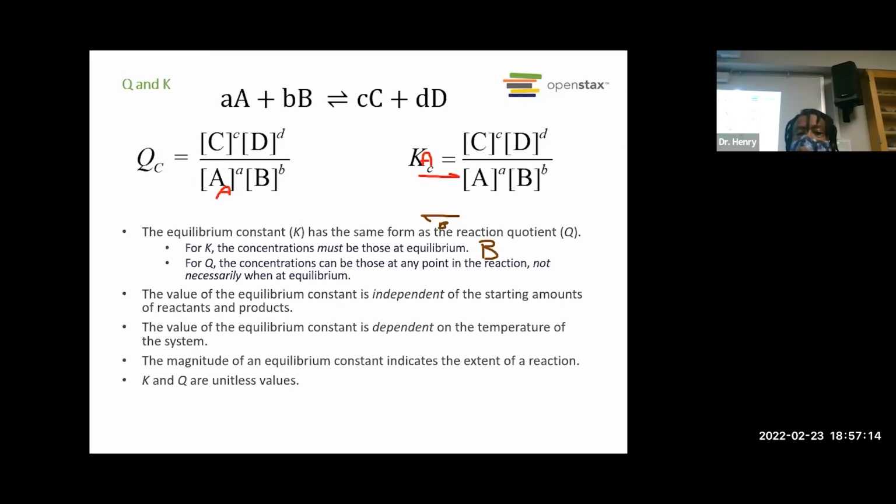Okay, things that we want to keep in mind. For K, the concentrations must be those at equilibrium. So it's only at equilibrium when we're at equilibrium, right? And that kind of makes sense, just by that name. Otherwise it's called Q, and Q is when we're not at equilibrium. But Q can equal equilibrium. Okay, so the equilibrium constant is independent of the starting amounts of reactants and products. So it's not dependent on the starting amount.